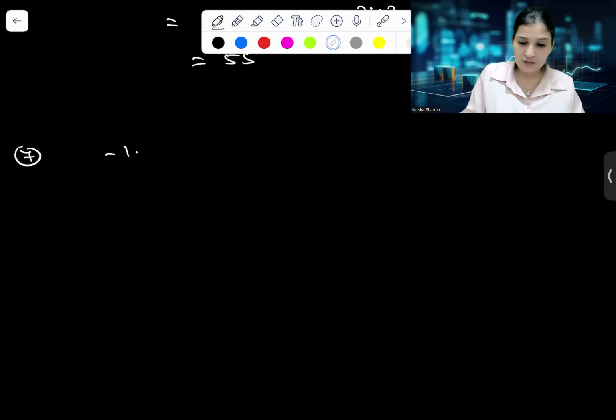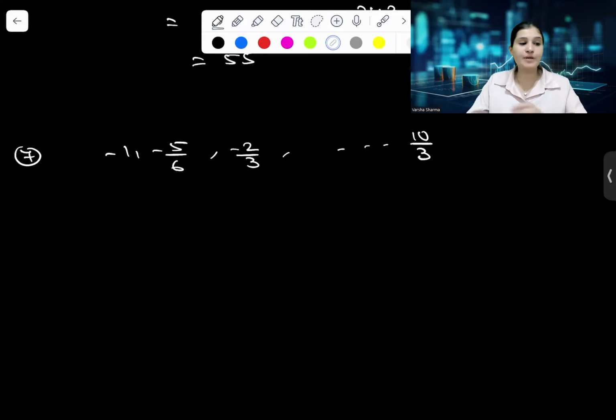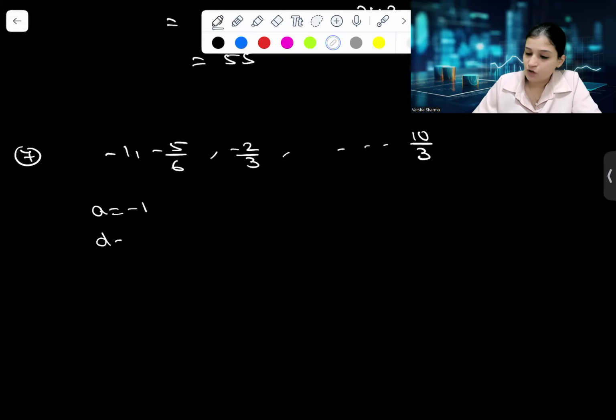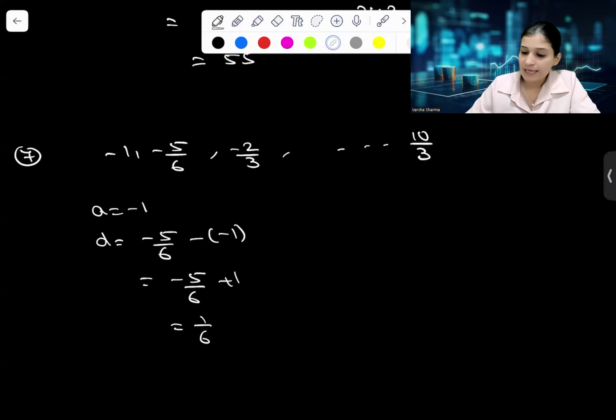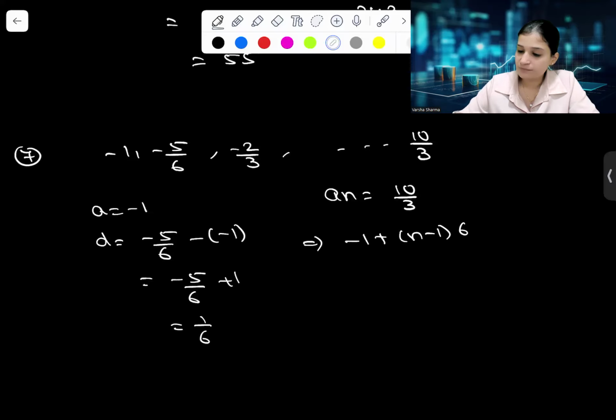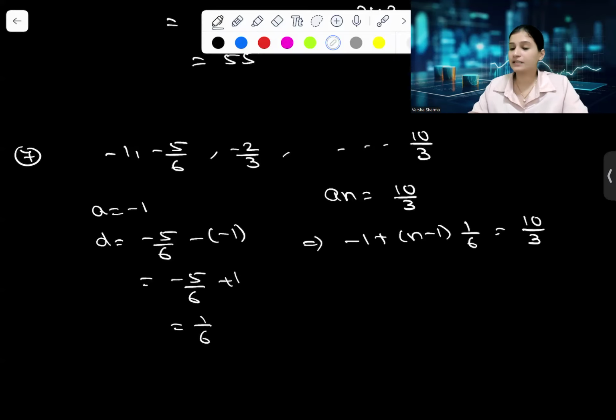The sequence is -1, -5/6, -2/3, up to 10/3. What we want is the number of terms. A here is -1. Common difference, -5/6 minus (-1), is 1/6. An is 10/3. So A plus (n minus 1) into D is 10/3. Solve and get n.